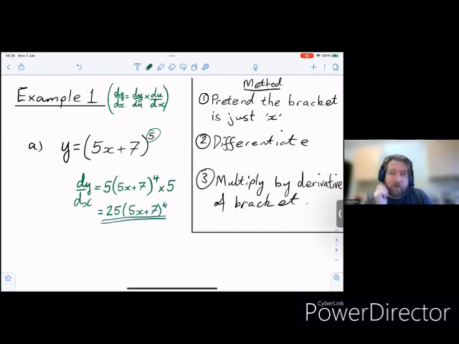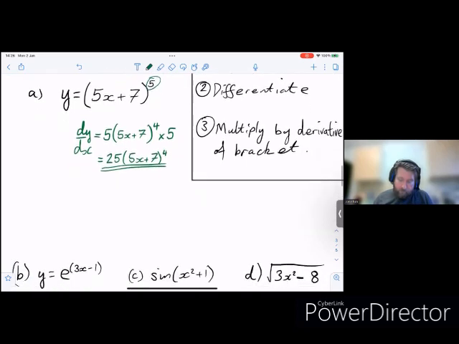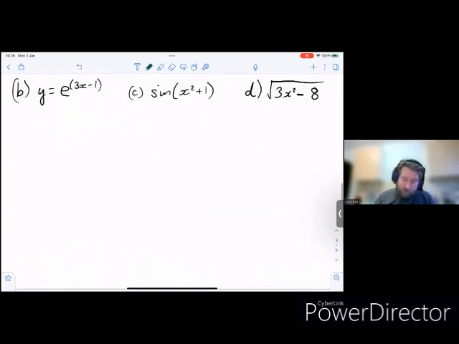Most of the chain rule questions you come across do look like this. They're like a bracket with a power. However, it applies to other functions of functions. So here we go, we've got 3 more examples.